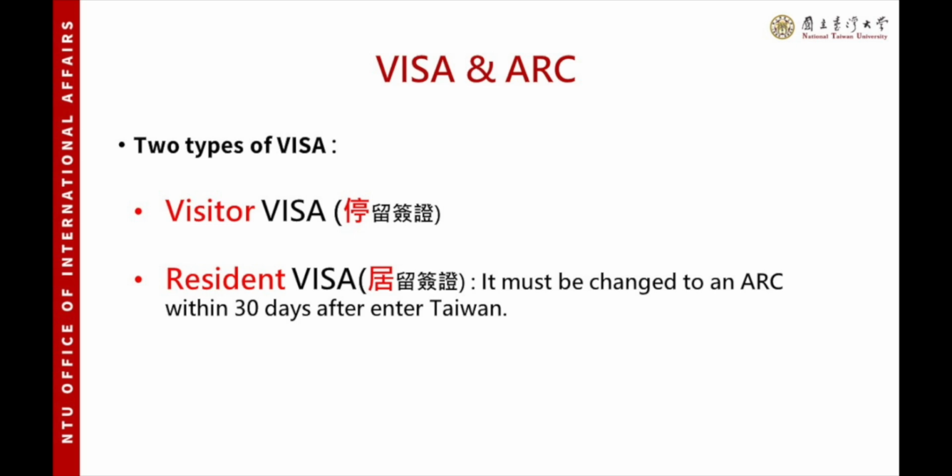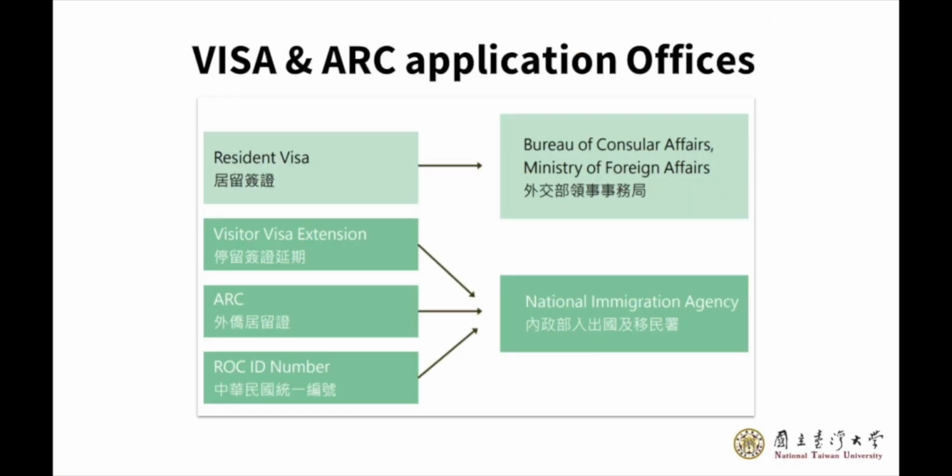Visa and ARC. There are 2 types of visas in Taiwan: visitor visas and resident visas. If the student you are assisting is an exchange student staying in Taiwan for less than 6 months, a visitor visa is sufficient. However, a degree student, whether they hold a visitor visa or a resident visa, must apply for an ARC within 30 days of arriving in Taiwan.